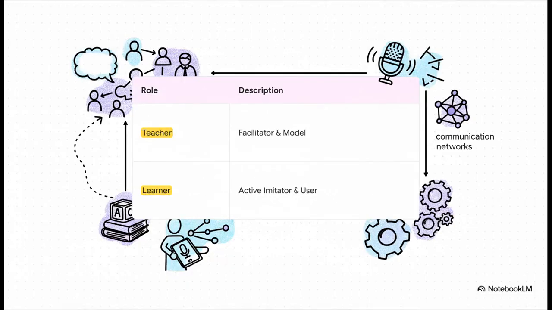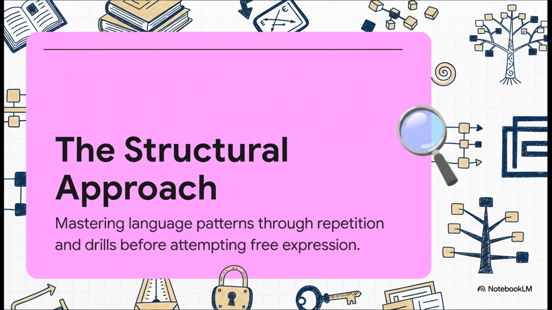And you can see right here how dramatically the roles shifted. The classroom became a place for nonstop talking. The teacher would model the language, and the student's job was to actively imitate and use it. The main tool for this was the question and answer drill, over and over, to build those automatic, instinctual responses in English.